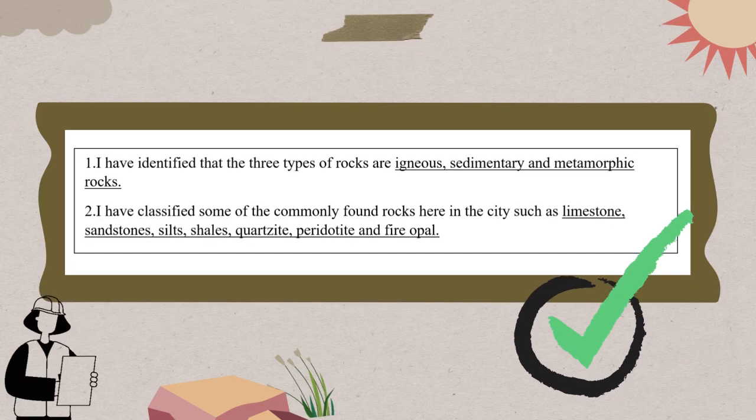Time's up! Here are the 3 types of rocks: igneous, sedimentary, and metamorphic rocks. Number 2. The commonly found rocks here in the city are limestone, sandstones, silts, shales, quartzite, peridotites, and fire opal.